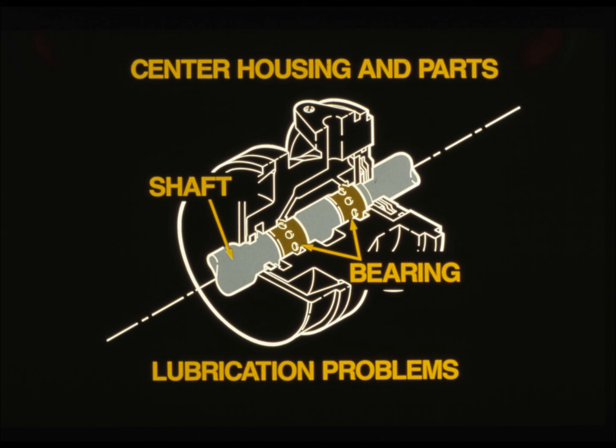Several failure modes are associated with the center housing and the parts inside the housing. Lubrication-related problems affect the bearings and shaft. Lack of lubrication results in extensive damage to bearings and the shaft. Contaminated lubrication will result in excessive wear on the bearings and shaft.